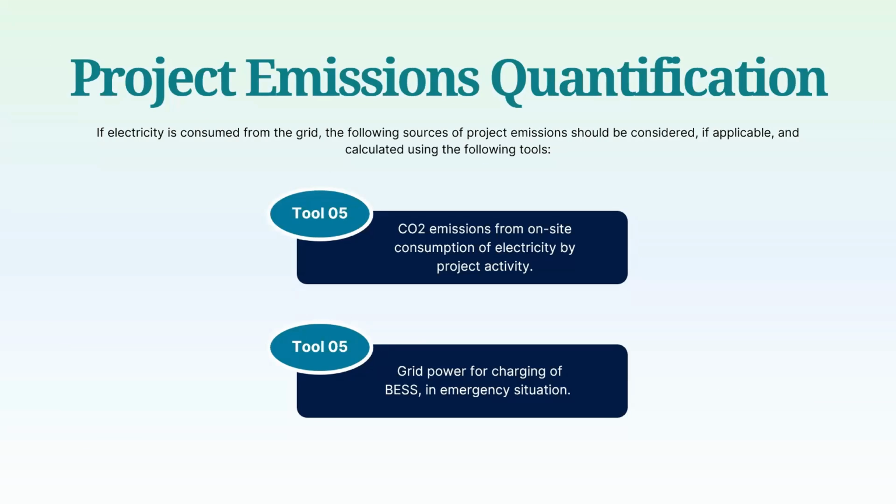So if electricity is consumed from the grid, we have the following sources that need to be accounted for. If there are CO2 emissions from on-site consumption of electricity by the project activity, we'll use Tool 5. And again, within the Guardian, we'll redirect you to Tool 5. It can be seen as a mini methodology or mini policy where we collect all the data points to get that value as an output. And then for grid power used for charging of those battery energy storage systems in emergency situations, we'd also have to calculate any emissions that come from that using Tool 5.